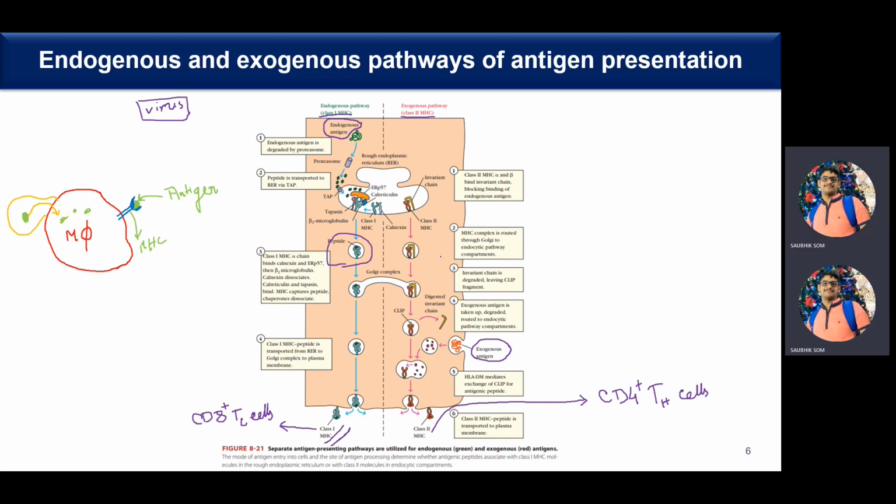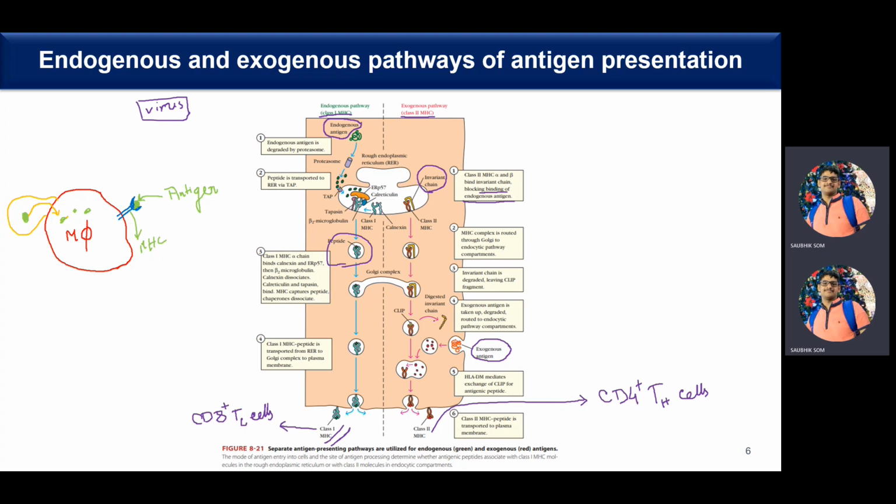In case of exogenous antigen, instead of MHC class 1, which presents the endogenous antigen, the antigen is already pre-processed, and invariant chain is already bound to that processed class 2 MHC. This invariant chain helps to block the binding of endogenous antigen, because it will only bind to the exogenous antigen. Now what happens? This invariant chain bound MHC class 2 complex comes to Golgi complex.